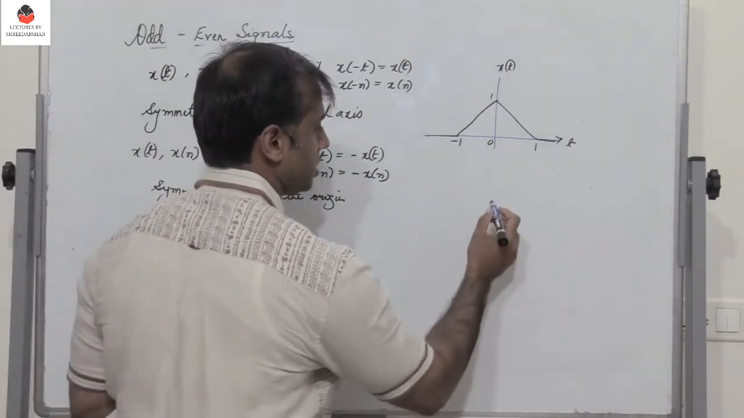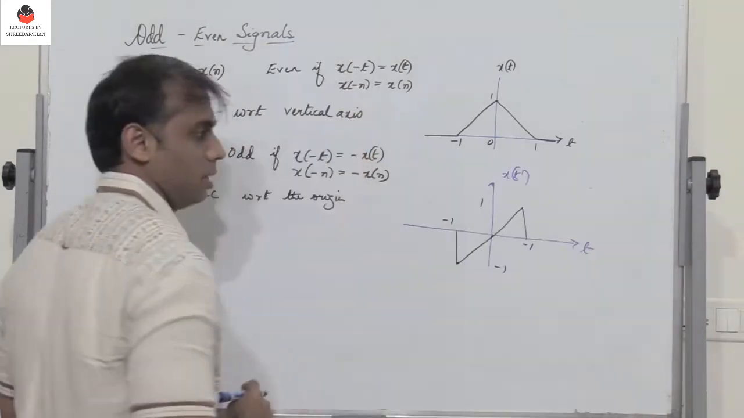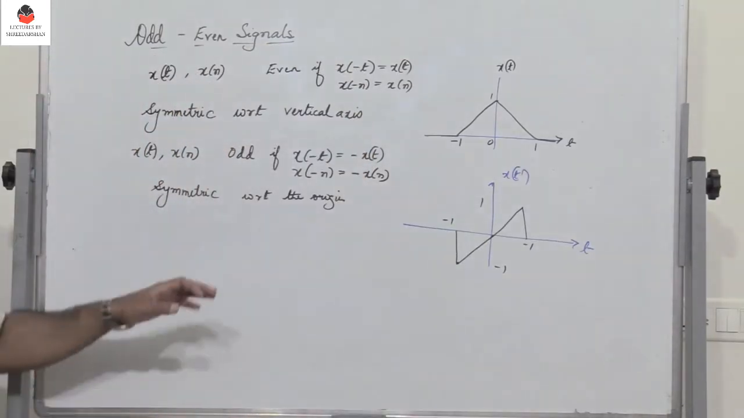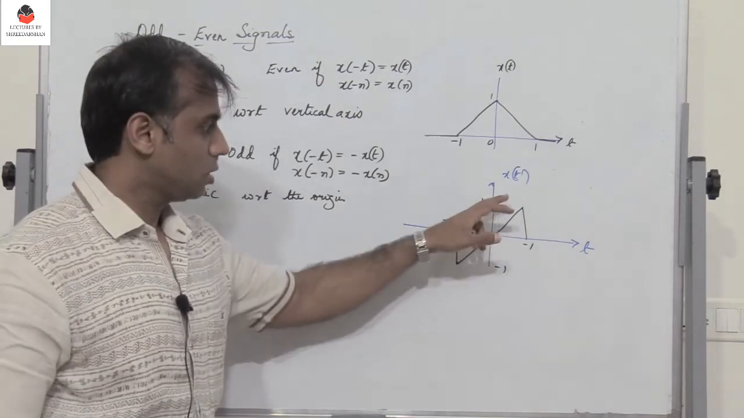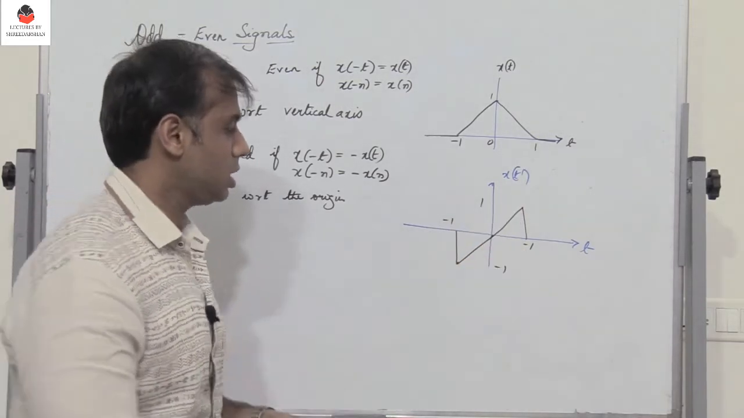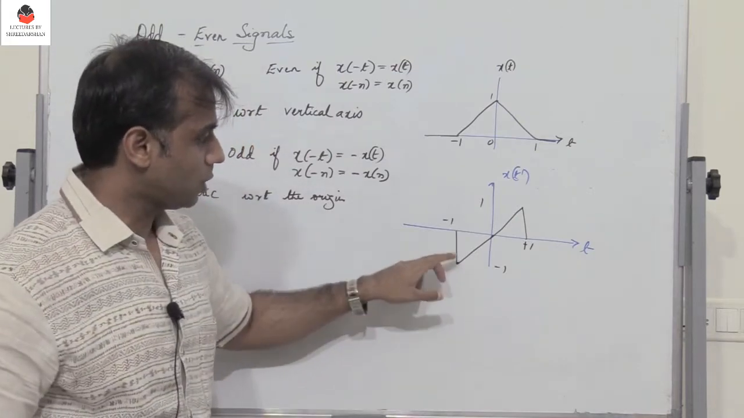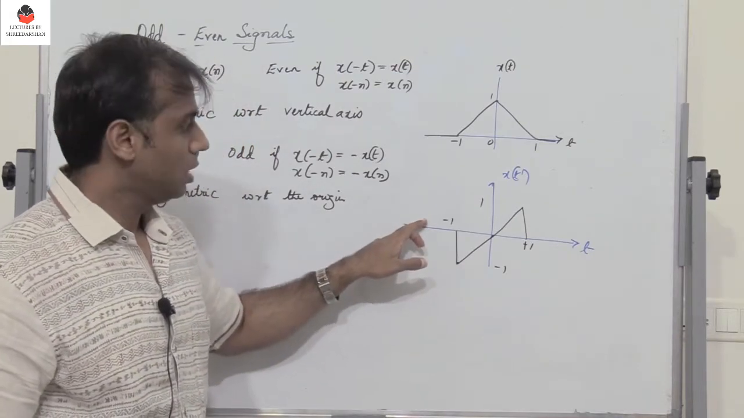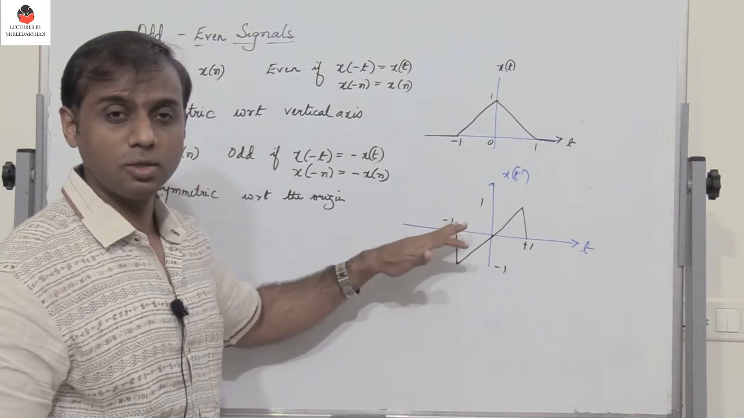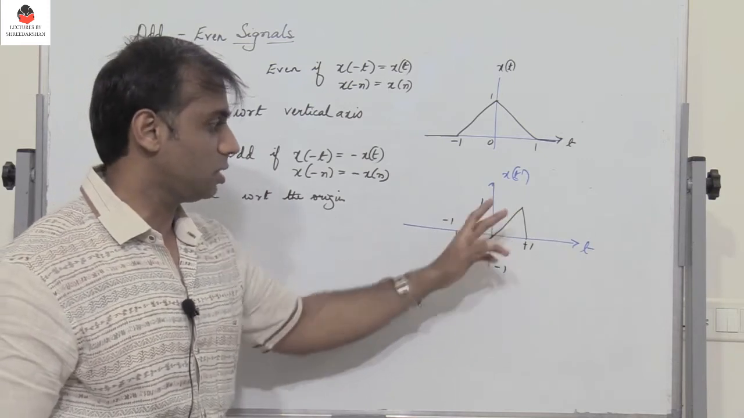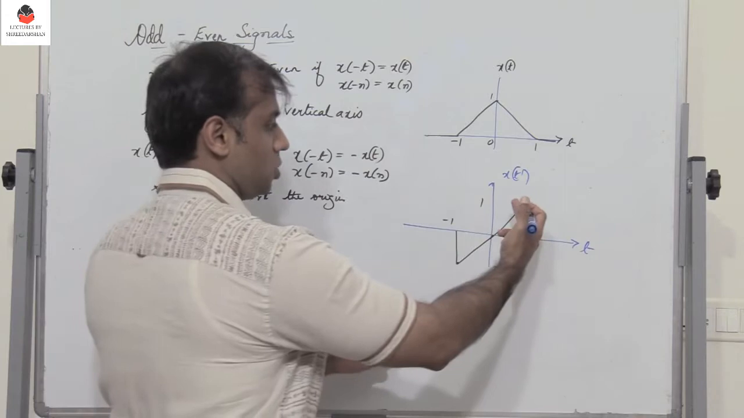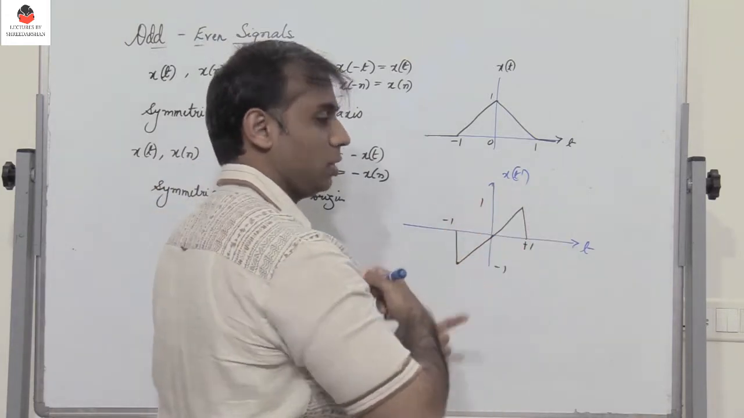For example, let me consider a given signal. Consider a signal x of t where the given signal is 1 at t equals plus 1, and the given signal has an amplitude minus 1 at t equals minus 1. Now this signal is considered to be an odd signal because it is symmetric about the origin, right? So you can invert it about the origin.